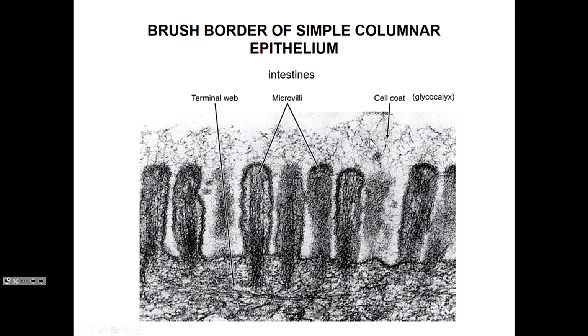So again, the presence of this glycocalyx on the surface of these microvilli is also suggestive of these structures being microvilli as opposed to true cilia. Questions?